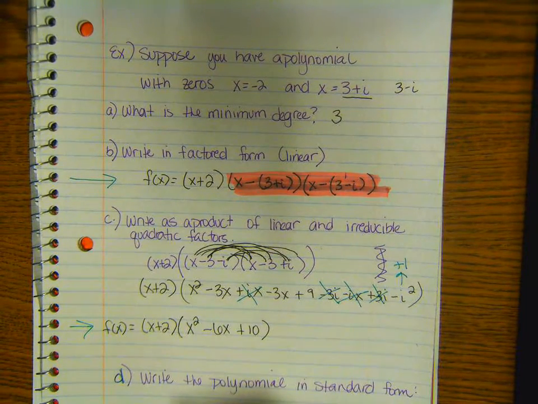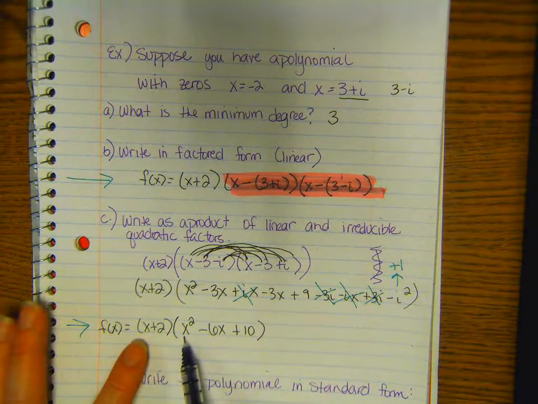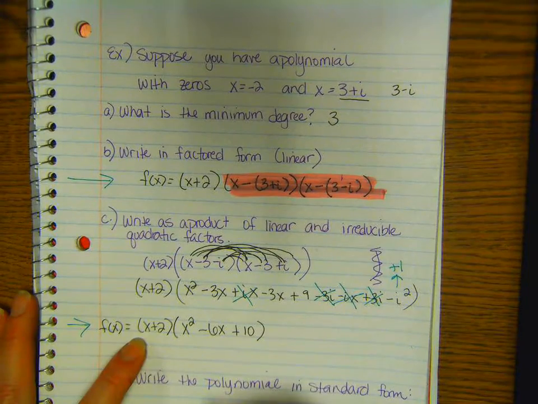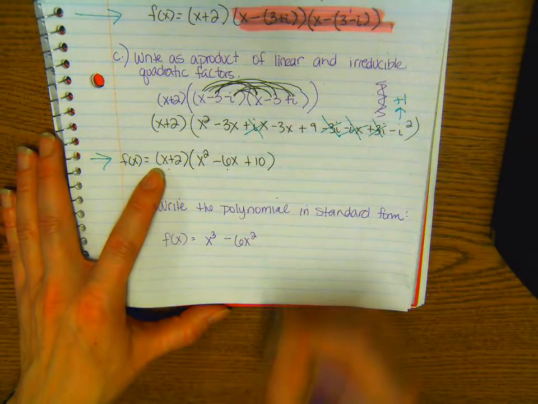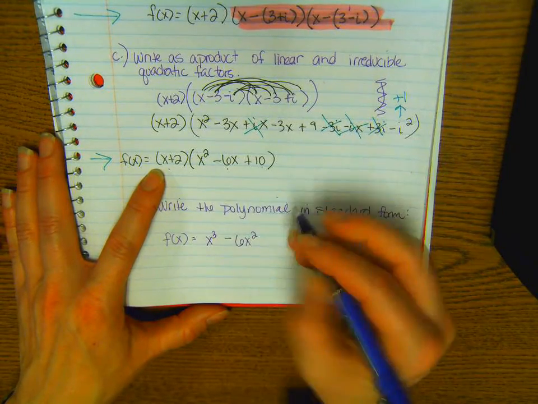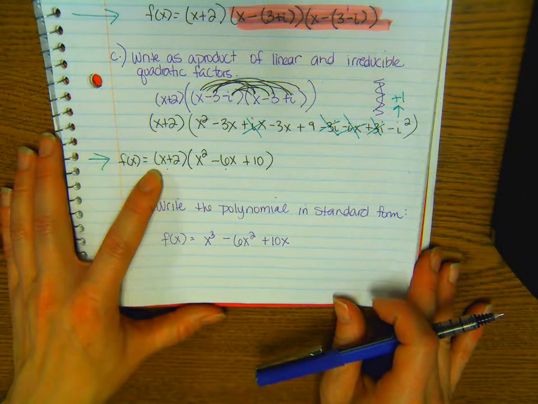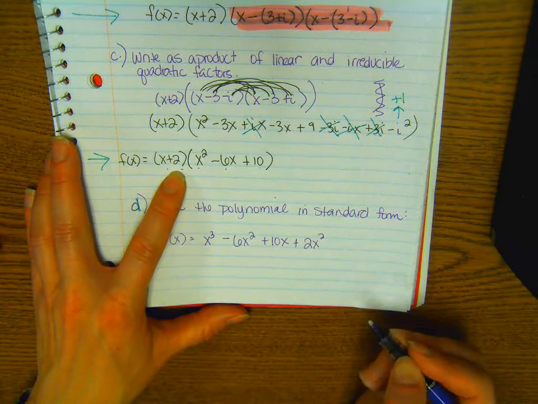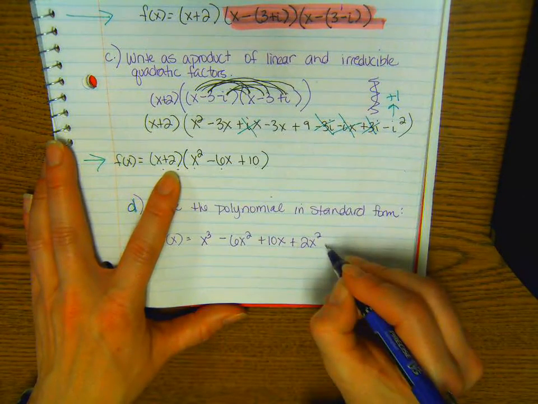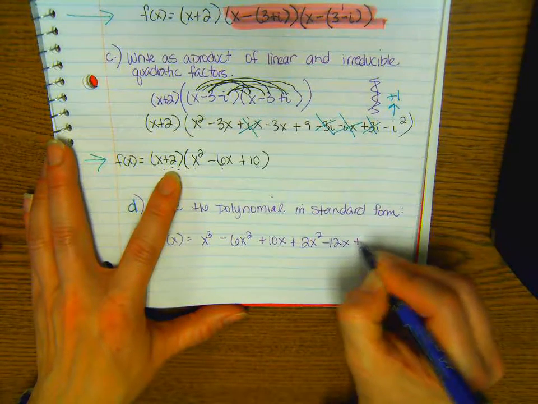Here we go, from above. I'm going to just do it with my fingers. x times x squared is x cubed. x times negative 6 is negative 6x squared. x times 10 is plus 10x. 2 times x squared is plus 2x squared. 2 times negative 6x is negative 12x. 2 times 10 is plus 20.